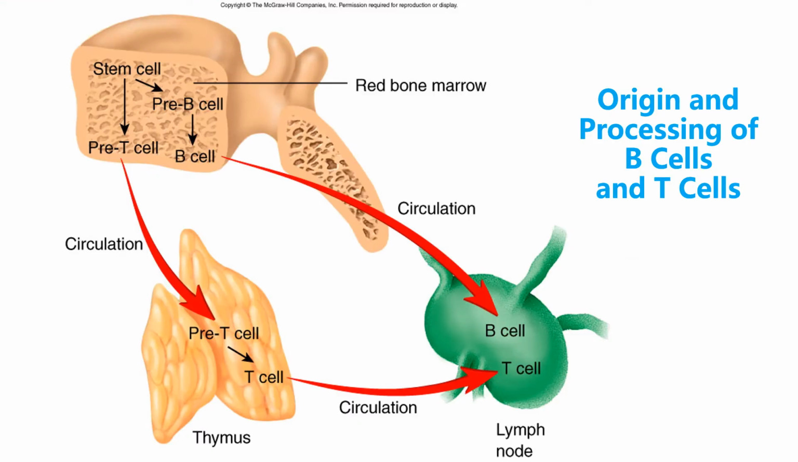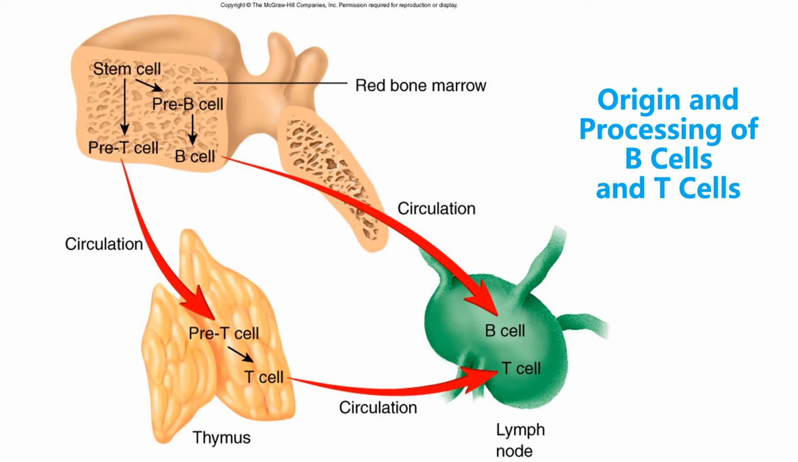So this is the origin and processing of B and T cells. Both B cells and T cells originate from the stem cells in the red bone marrow. B cells are processed from the pre-B cells in the red marrow, whereas T cells are processed from the pre-T cells in the thymus. And both B and T cells circulate to the other lymphatic tissues, such as your lymph nodes. So please remember where these cells actually mature.